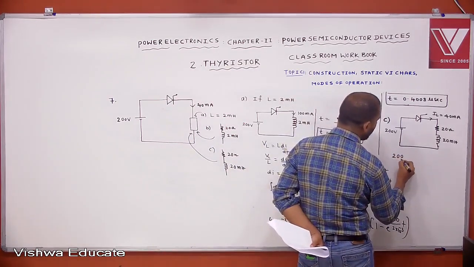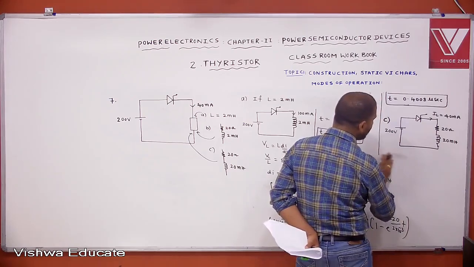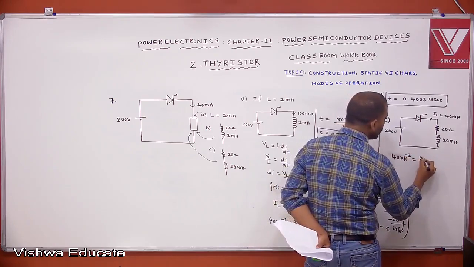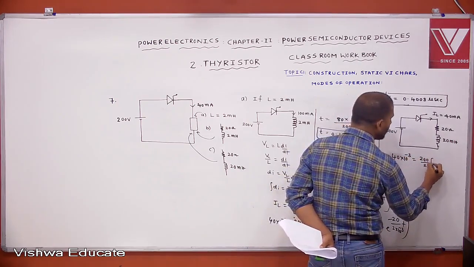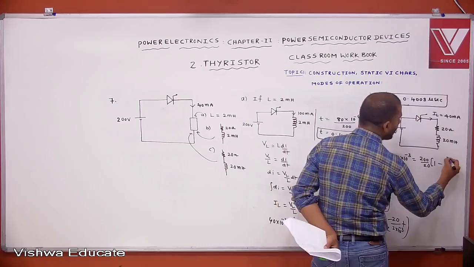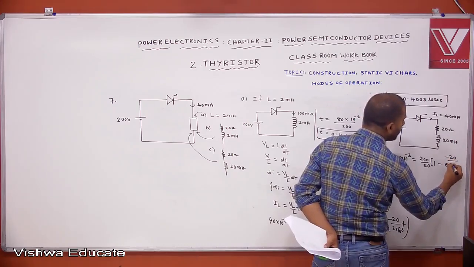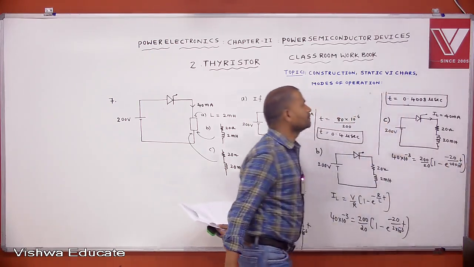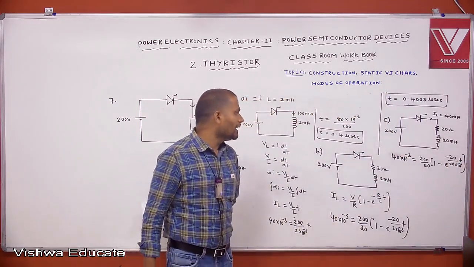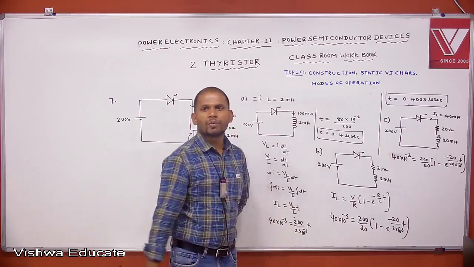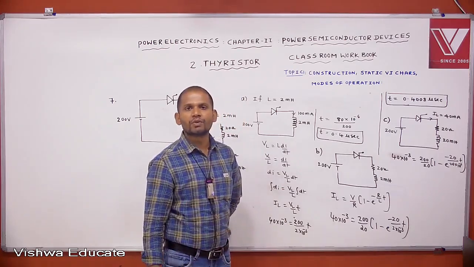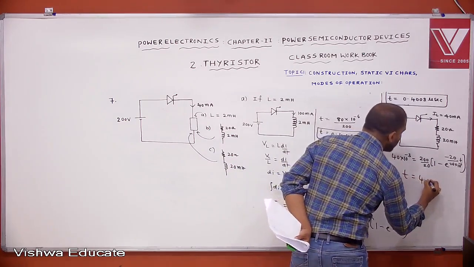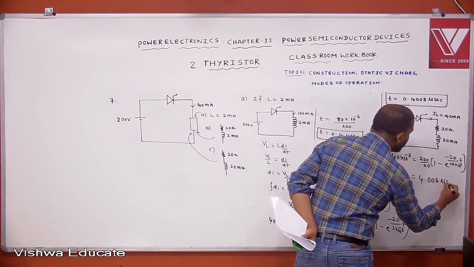Latching current is 40 milliamperes, which is equal to 200 by 20 into (1 minus e to the power of minus R by L into t), where R is 20 and L is 20 into 10 to the power of minus 3. Then if we calculate t here, we get t equal to 4.008 microseconds.